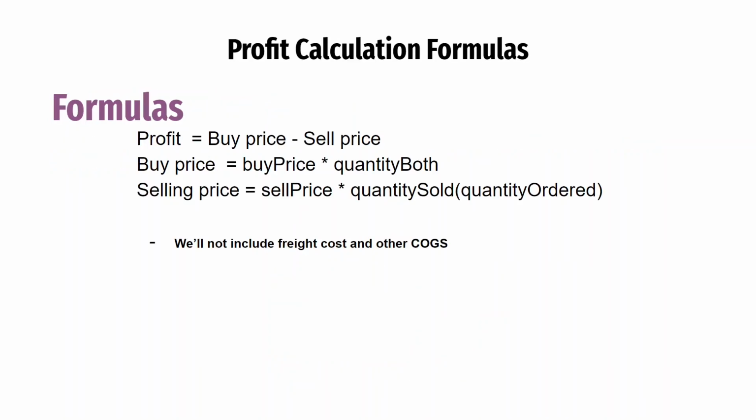About the formula calculations for the profit, profit is going to be the selling price minus the buy price. These are my assumptions. We are not including the freight cost and other cost of goods sold like COGS. You're just going to say profit is simply the selling price minus the buy price, and that's it. That's what you're going to be using.